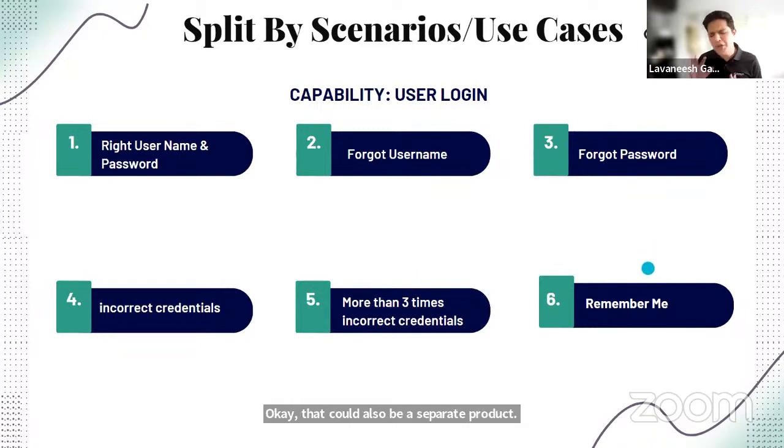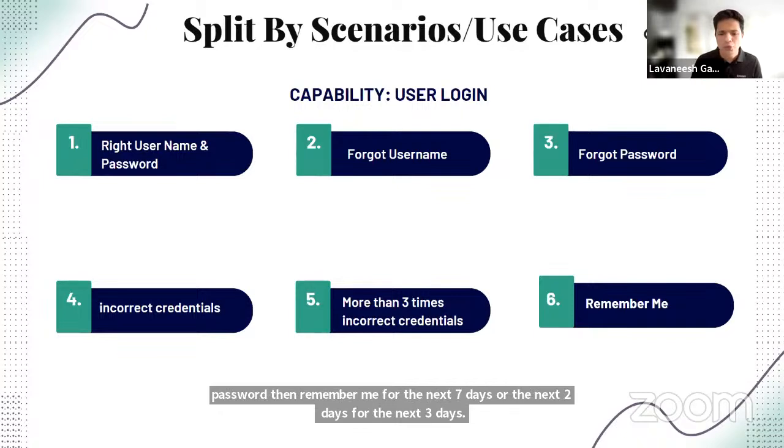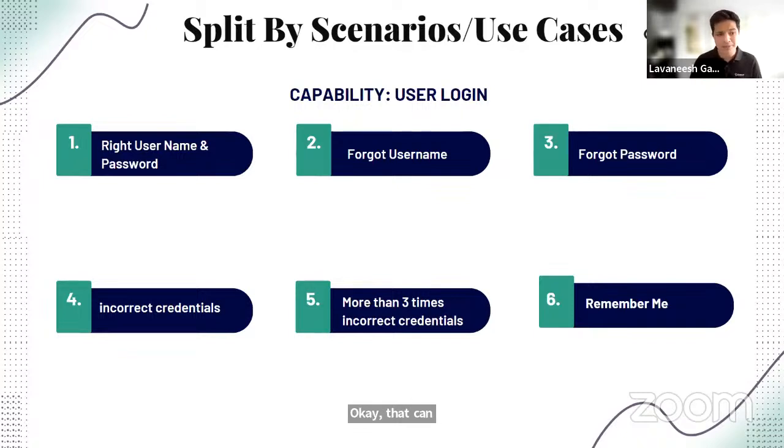And then what about remembering me? If I have put in the right username and password, then remember me for the next 7 days, or the next 2 days, or the next 3 days. That can also be a separate product backlog item, and I can keep on adding to this.